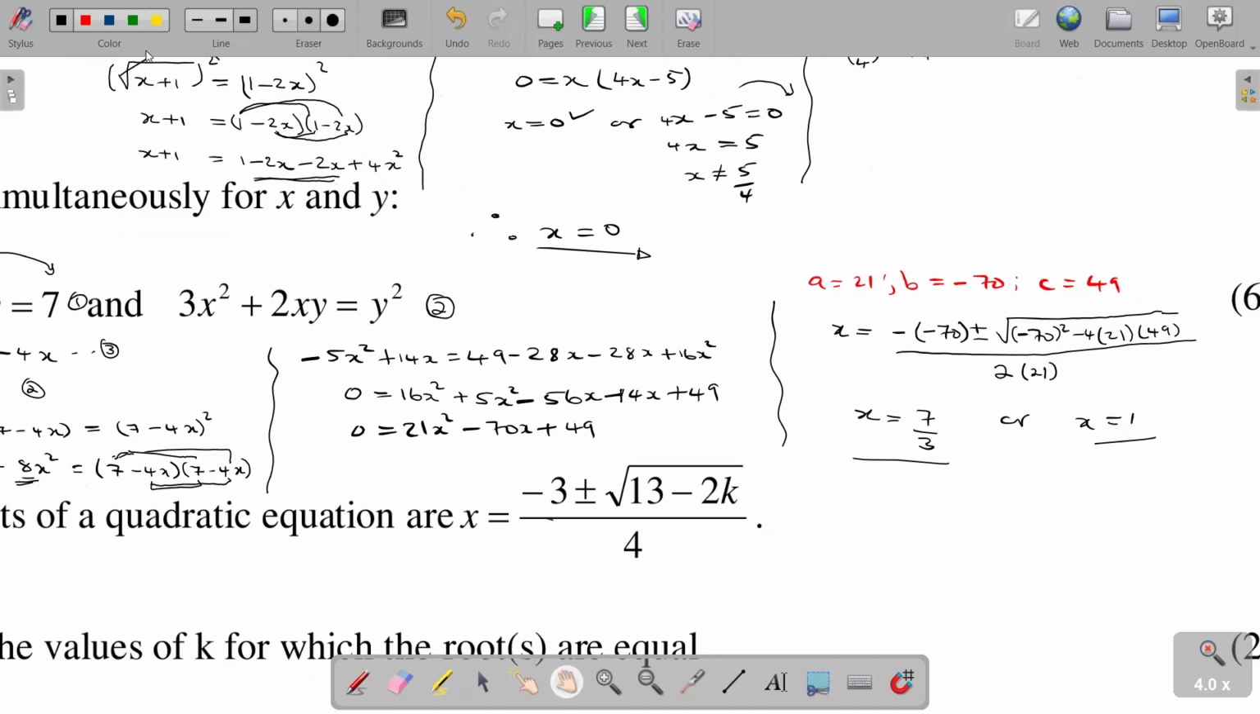So here our Y is equal to 7 minus 4x. When our X is 7 over 3, it means our Y is equal to 7 minus 4 times 7 over 3. Or when X is equal to 1, Y is going to be 7 minus 4 times 1. This one is going to give you 3.